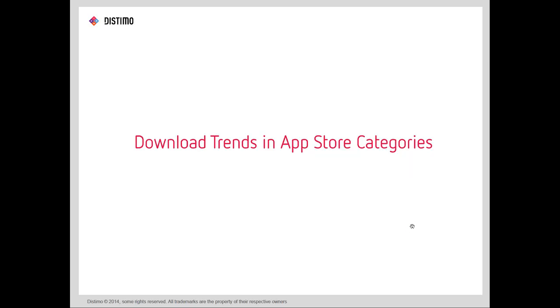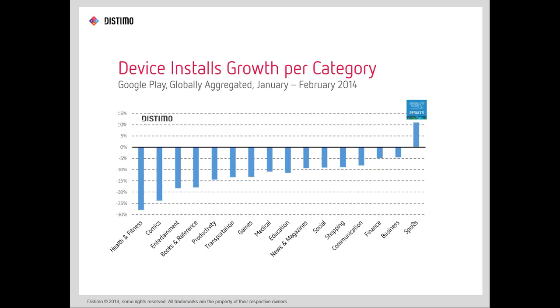Additional information compared to the report is to actually get an overview visually on what happened in terms of downloads, device installs for Google Play in this case. So as we expected, sports also had an increase in terms of revenue, and we see it here as the only category that had an increase in terms of device installs. And that was mainly due to the Winter Olympic Games.